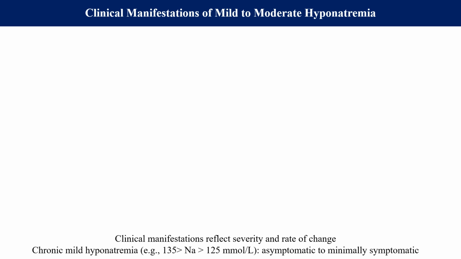Why do we care about hyponatremia? Patients with hyponatremia can present with a multitude of symptoms and problems. Symptoms associated with hyponatremia depend on the severity and acuity of the hyponatremia. Patients with chronic mild hyponatremia with serum sodium concentration in the range between 125 and 135 millimoles per liter may be asymptomatic.